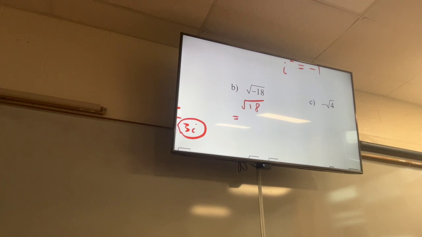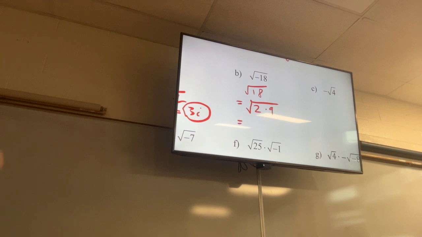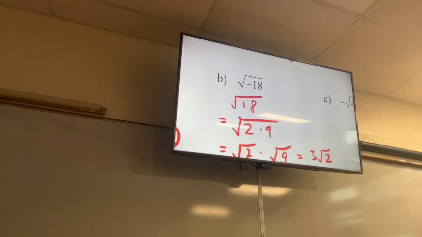Yeah, so what are the perfect square factors of 18? Just 9. So we would rewrite 18 as 2 times 9. Okay? So the square root of 18 is the same thing as the square root of 2 times 9. That's the same thing as the square root of 2 times the square root of 9, or just 3 root 2. Now for the negative there, we just put an i. So the answer would just be 3i root 2. Okay, 3i root 2. The negative just means we throw in an i.